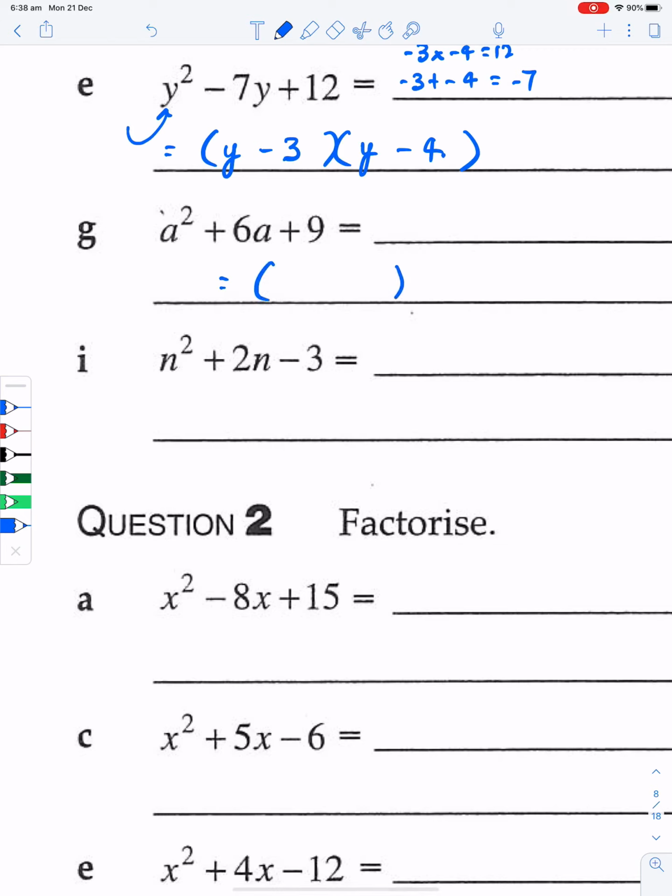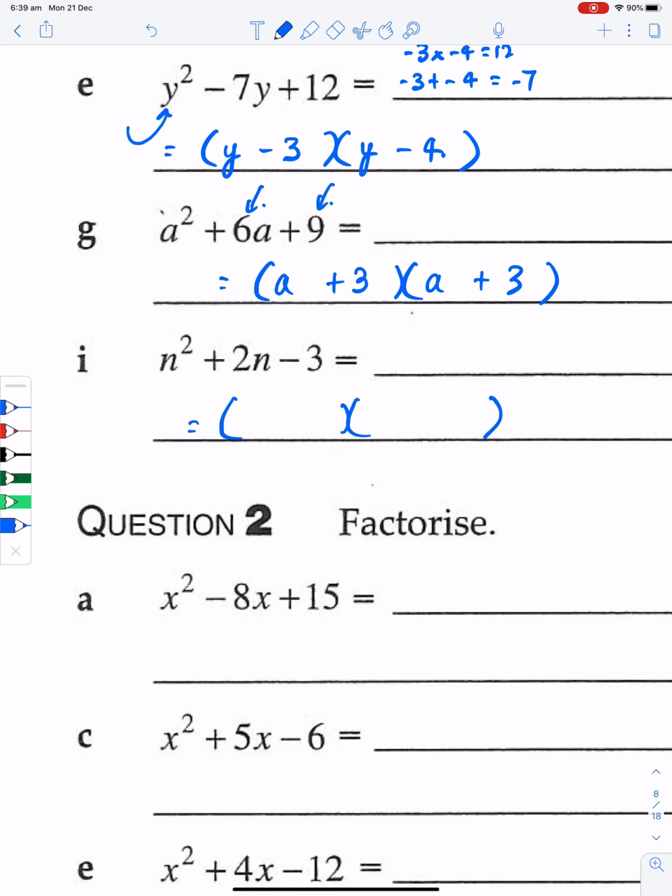So open up two sets of brackets. Two numbers that multiply to give 9 and add to give 6 are 3 and 3, because 3 times 3 is 9 and 3 plus 3 is 6. Let's go to the next one.